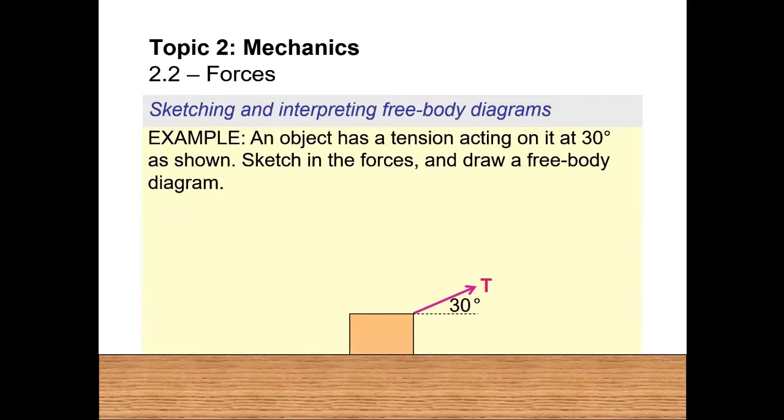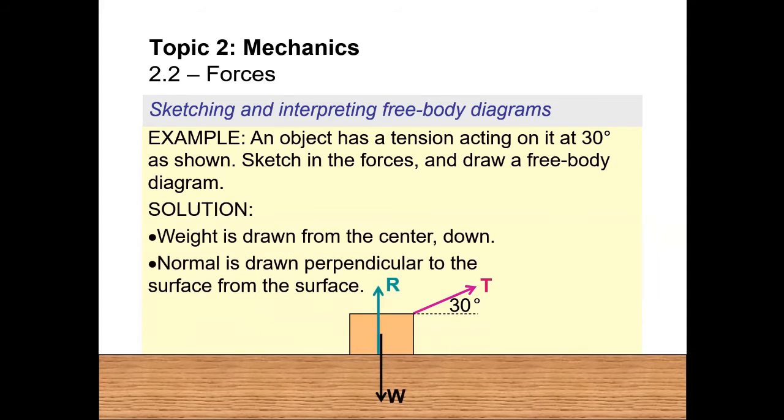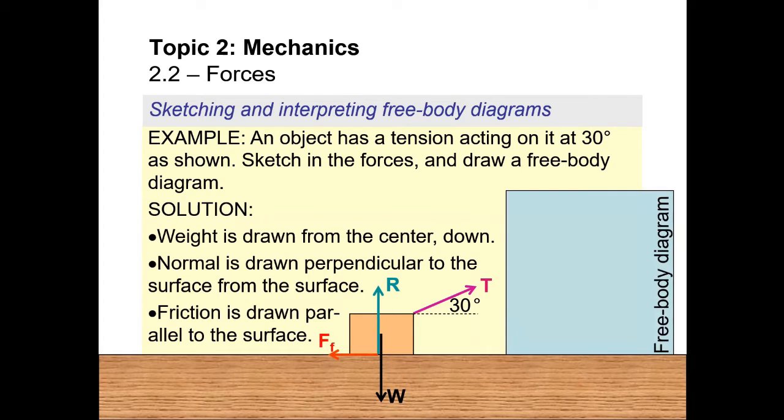An object has a tension acting on it at 30 degrees as shown. Sketch in the forces and draw a free body diagram. So weight is drawn from the center down. Normal is drawn perpendicular to the surface, from the surface. Friction is drawn parallel to the surface. So we're going to draw a free body diagram as a dot. Weight downward, reaction upward, friction opposite to the motion, and T at whatever angle.